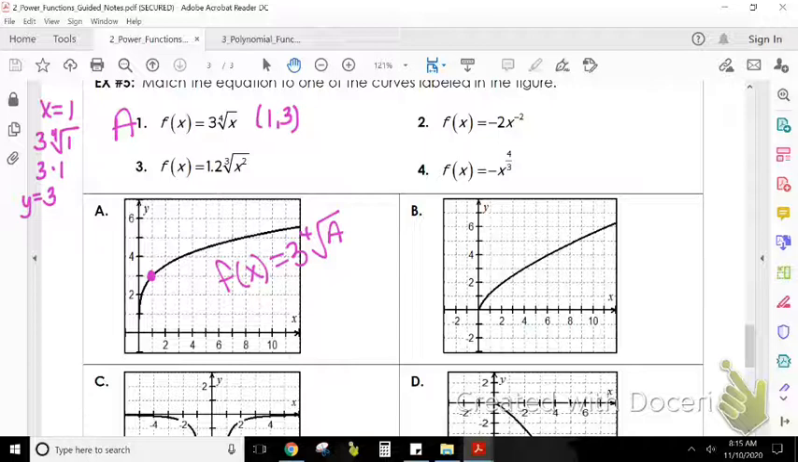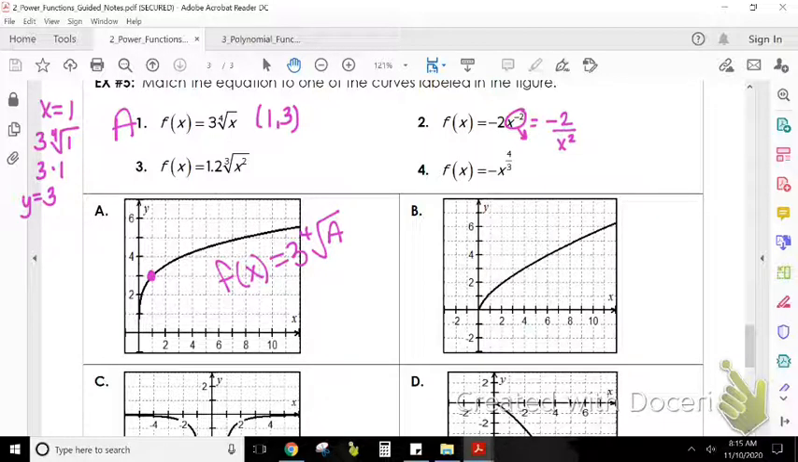All right, look at 2. 2 says f of x equals negative x to the negative 2. Well, if I don't like that exponent, I can send it to the bottom. Now we'll have a fraction, so I have negative 2 over x squared. Well, if it has x on the bottom, that's that rational function.